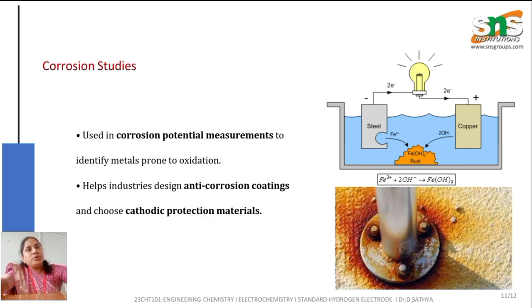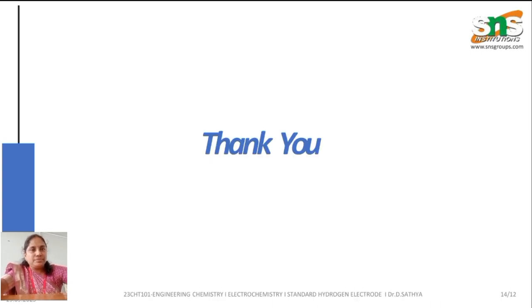It is also used for corrosion studies. The SHE is used for corrosion potential measurement to identify metals prone to oxidation. That means we can tell whether the metal will be oxidized or reduced. So we can calculate the oxidation and reduction process by using the standard hydrogen electrode. It also helps industries design anti-corrosion coatings and choose the cathodic protection material.